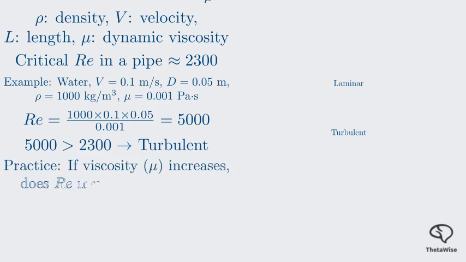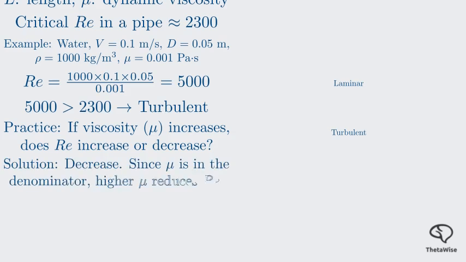Take a moment. If the fluid becomes more viscous, does the Reynolds number increase or decrease? The Reynolds number decreases, making the flow more stable and likely to be laminar.